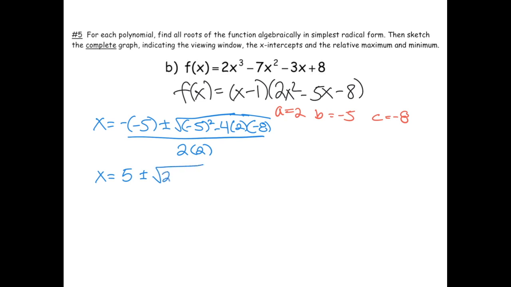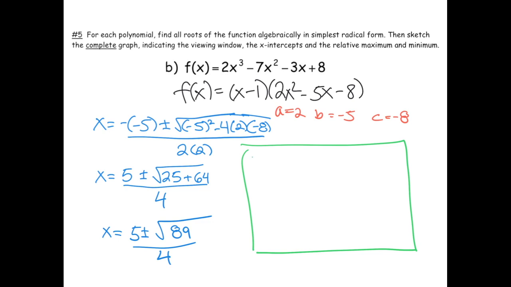Simplifying this a little bit, I get x equals, so -5 is +5, plus or minus the square root of -5 squared is 25, and then -4 times 2 times -8. I have two negatives, so this is going to be plus, and then 4 times 2 is 8, times another 8 is 64, and that's all over 4. So then we get x equals 5 plus or minus the square root of 25 plus 64 is 89, all over 4. So therefore, the three final roots are x equals 1, which I got from this factor right here, x equals 5 plus the square root of 89 over 4, and x equals 5 minus the square root of 89 over 4. So there are our three roots, and we did find them algebraically using long division and the quadratic formula.